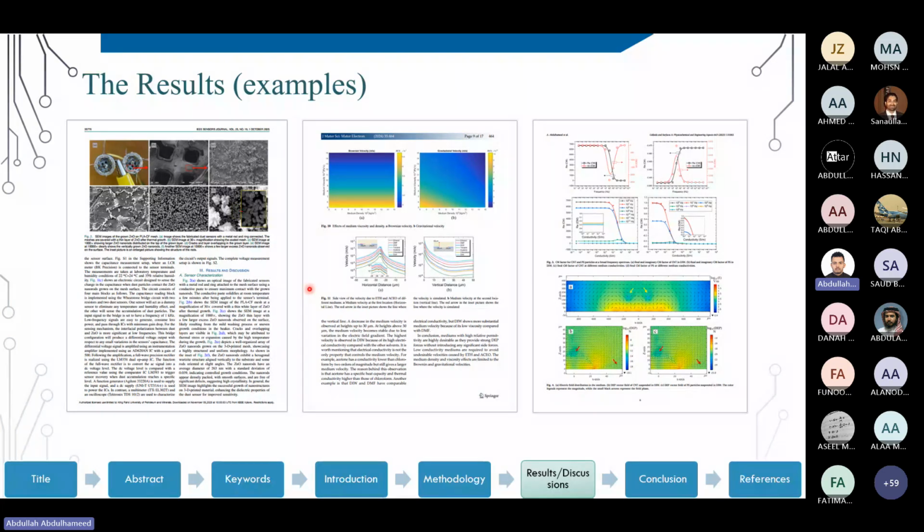For examples, actually, I don't want to spend more time here on the result examples. I will just try to give you some examples. For example, in the result can be something like that. You take a picture of your device if you are fabricating something. If you are doing some pictures, also you need to highlight the pictures.